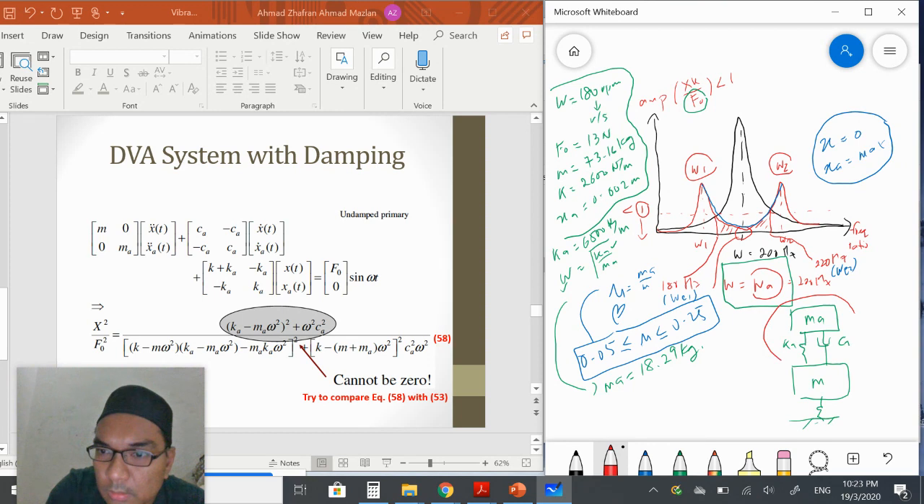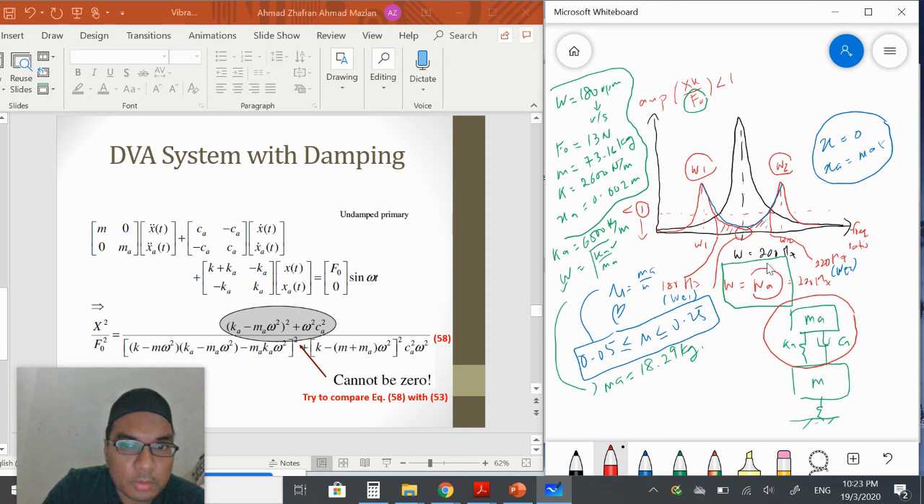So what is the effect on the equation? When you solve this equation, you can compare it back with equation 53. This is equation 58. Even though you design omega equal to omega A, only this part will become 0, but there is still a remaining part. So that's why when you add the damping, the primary peak will never become 0 because of the damping.